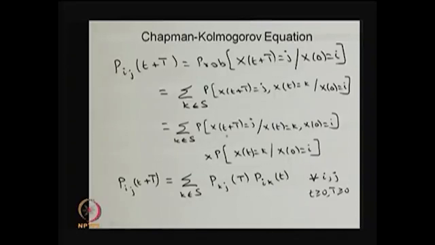Again, you use the time homogeneous property. First, you use the Markov property. Therefore, this is the transition probability from t to t plus capital T, moving from the state k to j. Then use the time homogeneous property. Therefore, only the length matters. So t to t plus capital T is the same as 0 to capital T. Therefore, the system is moving from the state k to j from 0 to capital T, that is Pkj of T. The second one is a transition probability: the system is moving from state i to k during the interval 0 to t. Therefore, this is Pik of t.